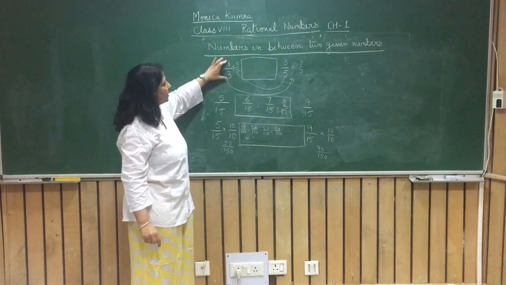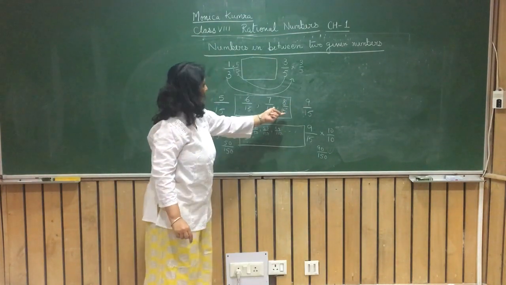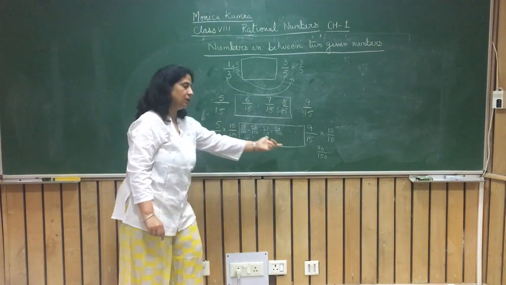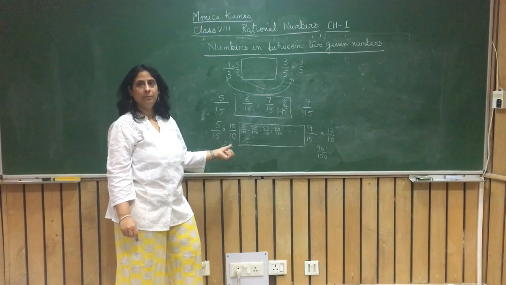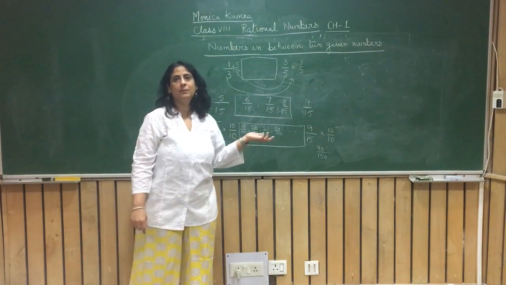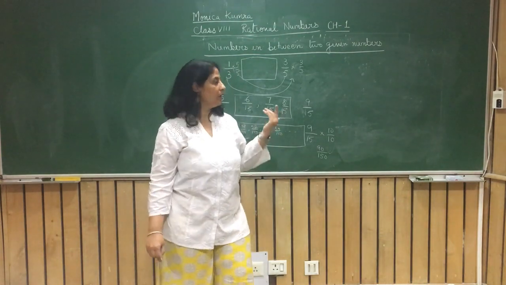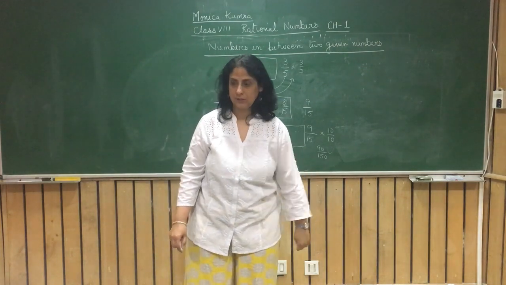So the technique is to make them into like fractions. If we need more fractions in between, then we need to increase the denominator. And it's always better to multiply by 10 or 100 or 1000 so that our multiplication becomes easier and we can find as many fractions as are required in between two given numbers.